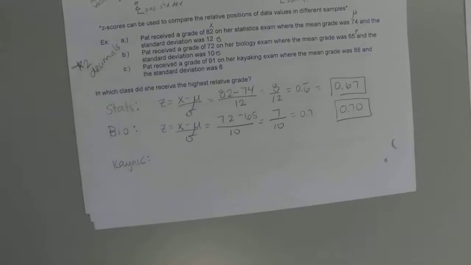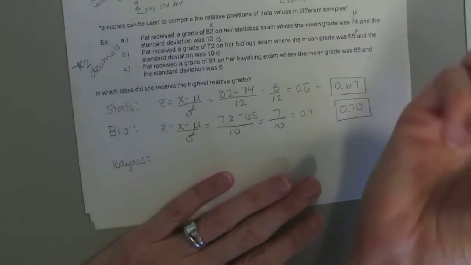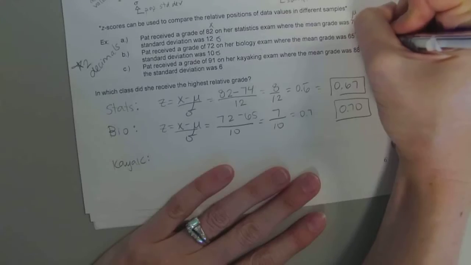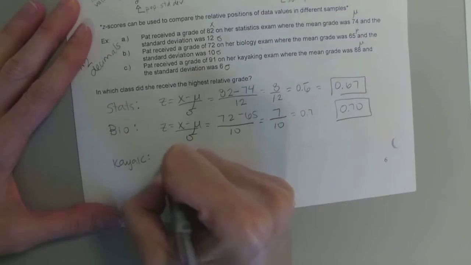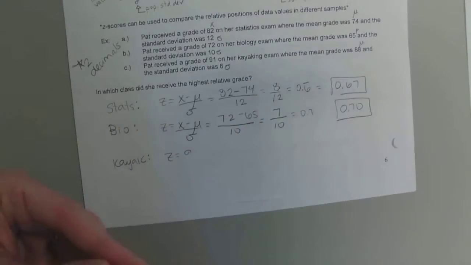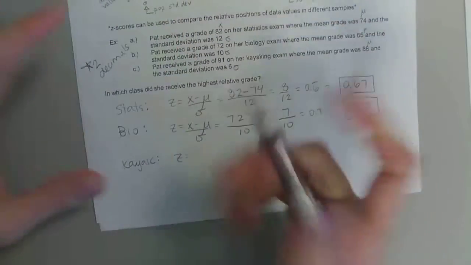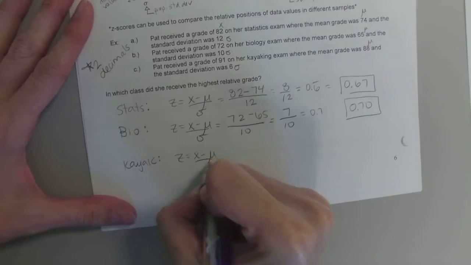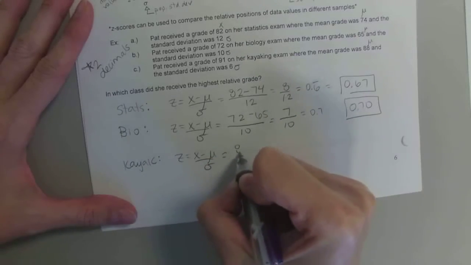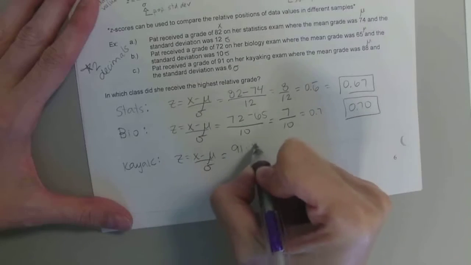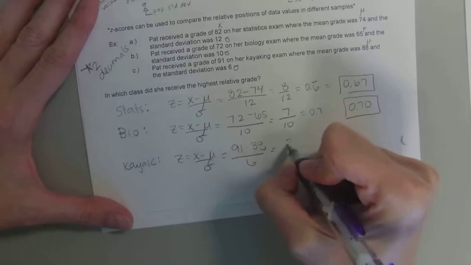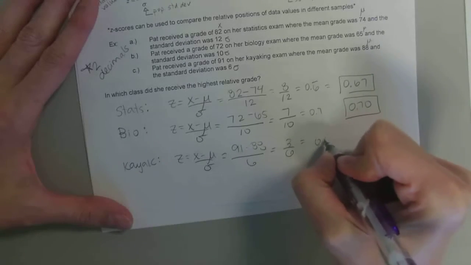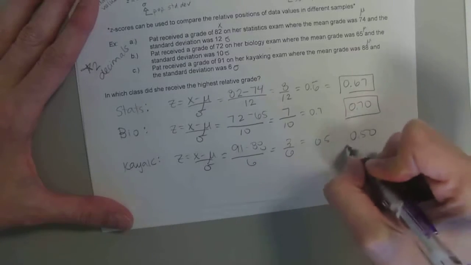What happened here in this kayaking class, guys? She got a 91. Awesome. But I'm sure everybody else did just as well, right? So look, the mean grade was an 88, so that's our mu, and the standard deviation was a 6, so that's our sigma. So even though she got a 91, everybody else fared just as well. Okay, so we have x minus mu over sigma equals 91, her grade, minus the 88 over the 6. And that is a spread of 3 over 6 or 0.5. Does that look right, guys?